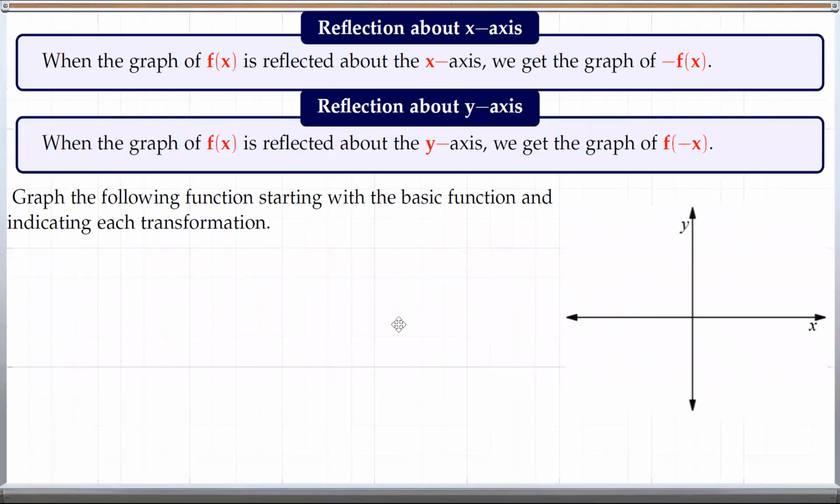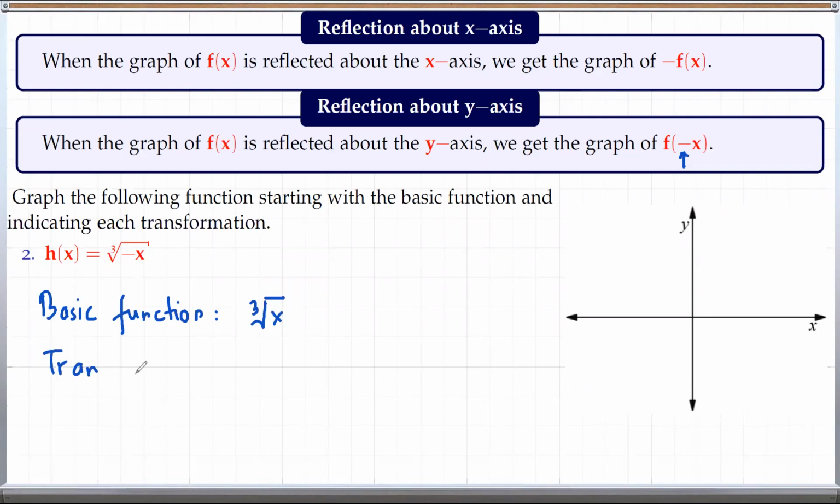Now for reflection about y-axis, we have to have that negative sign right next to x, like here. So if it's f of negative x, then we have reflection about y-axis. Here is an example. Again, let's identify the basic function. In this case, the basic function is again cubic root of x. And let's identify all the transformations we have.